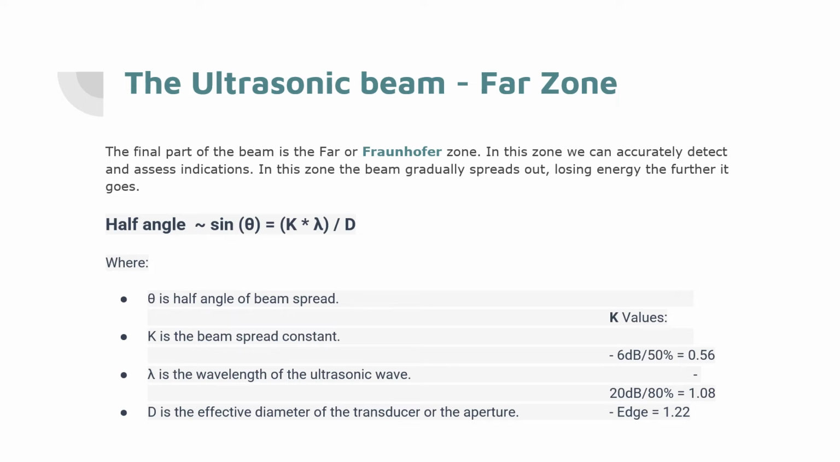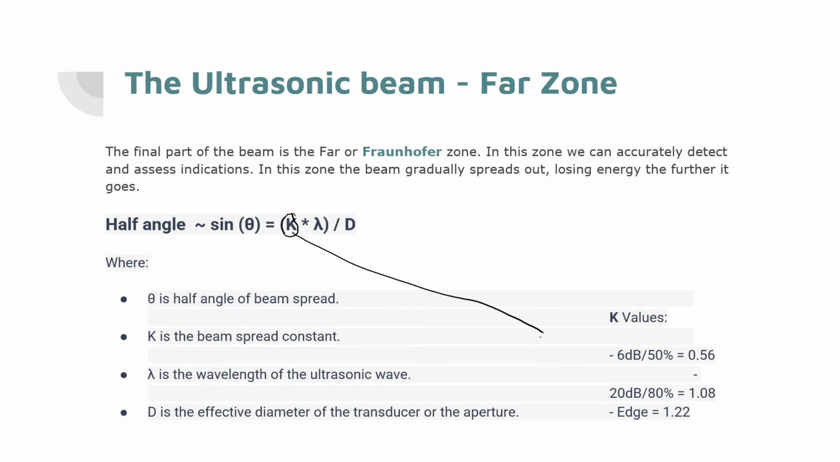Now, the final part of the beam is called the far zone, or the Fraunhofer zone. And in this zone, we can accurately detect and assess indications. In this zone, the beam will gradually spread out, losing its energy the further it goes. The formula to calculate the half angle of the beam is sine theta is equal to a constant. Now, the constant is here.